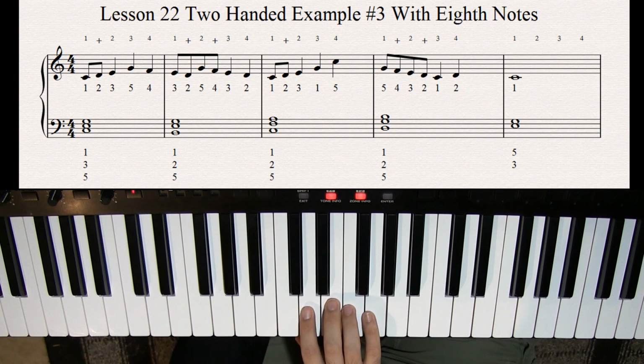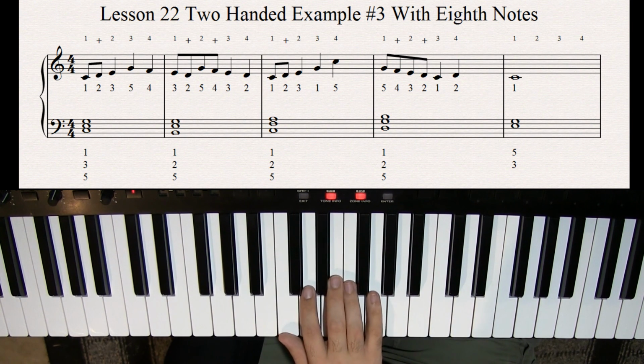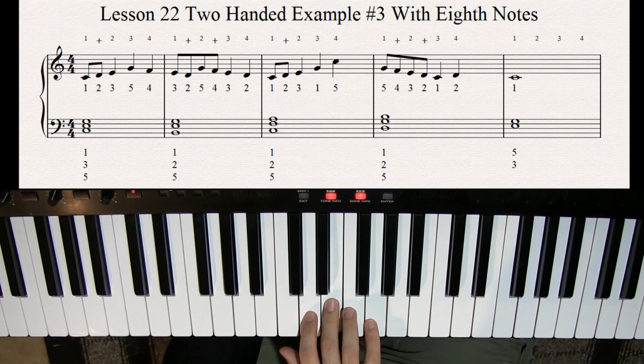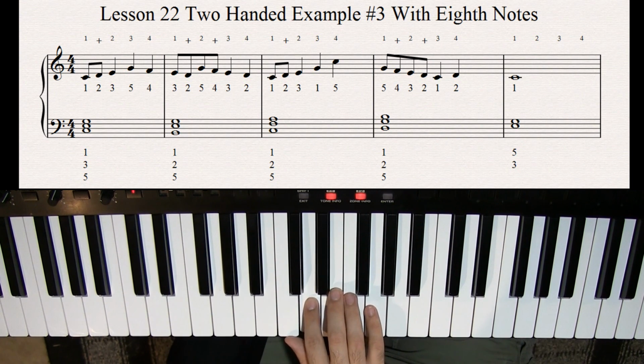So going over just the fingers, first measure right hand, we have C and D with fingers 1 and 2. There's eighth notes there. Then you have E with finger 3, G with 5, F with 4. And then the next measure, you have E with 3, D with 2, G with 5, F with 4, E with 3, D with 2. And just note, I'm not playing the correct rhythm right now. We're just going over the finger numbers.